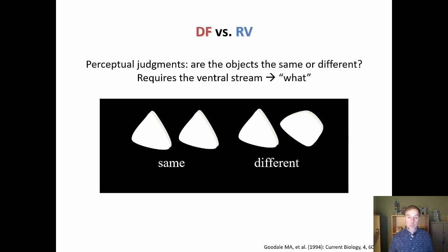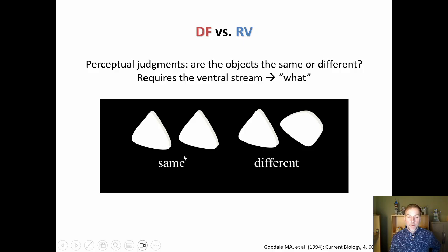So the first task, they had these two-dimensional shapes, kind of think of them as potato chips, and they would put two of them beside each other, and you had to decide, are they the same or are they different? So this is a perceptual estimate. You need to know the shape of the object. So DF and RV, they can see these, but to know whether they're the same, you need your ventral stream. So let's use our clue here, our memory technique. RV, her ventral stream's intact, so she'll be good at this. DF, dorsal stream intact, damaged ventral stream, so she'll be bad at this.